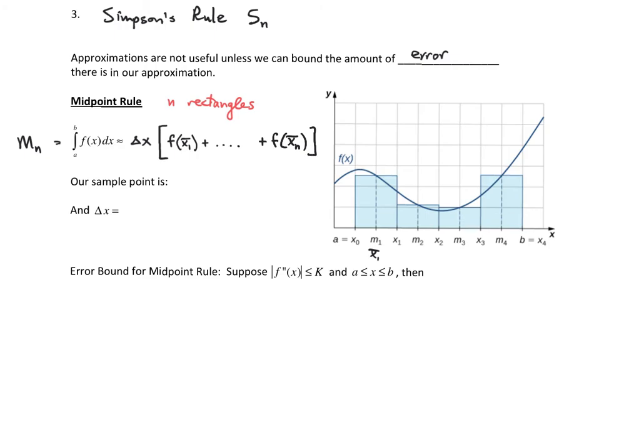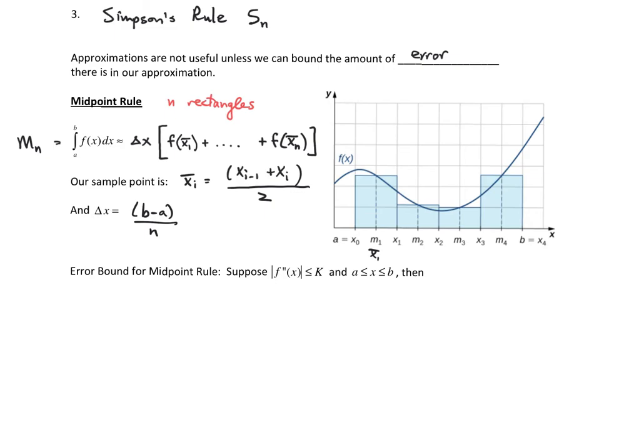Now, how do we write down what our sample point is? Well, our xi bar is just going to be the average of those two endpoints. So it's going to be x sub i minus 1 plus x sub i, all divided by 2. And as usual, our delta x is going to be the width, which was b minus a, all divided by n.